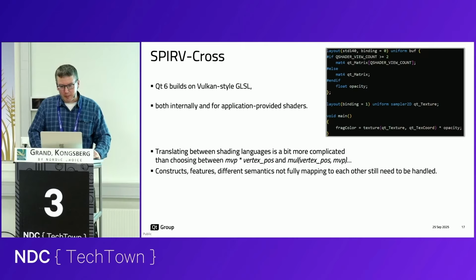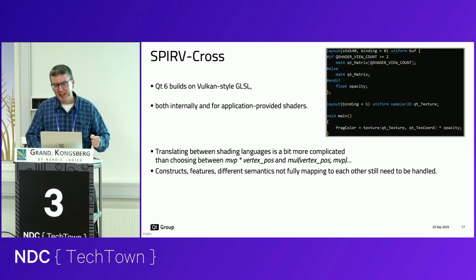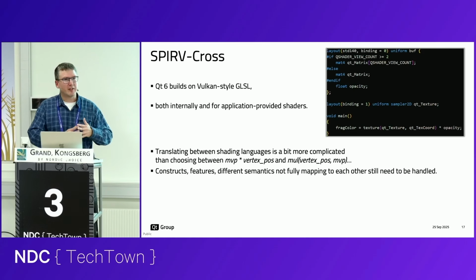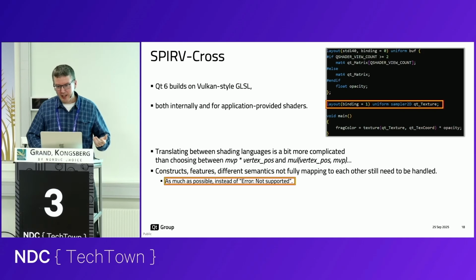Just a little bit of insight into what SPIRV-Cross does. It's easy to think it changes the syntax a bit, because shading languages are similar and the difference is some minor syntax differences, which is not entirely accurate. Because, of course, there are constructs that don't map to each other, or different semantics for certain things. And SPIRV-Cross does a lot of things which other similar solutions may not.